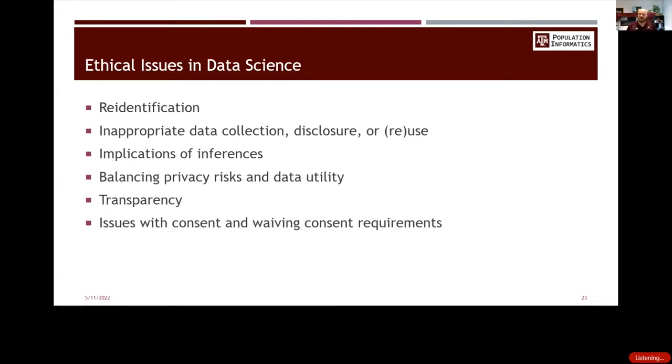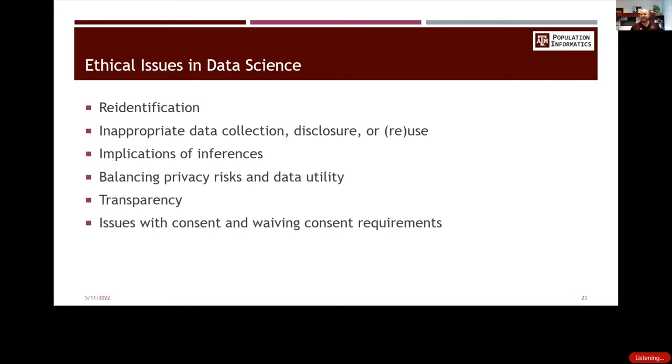And since this de-identification is a protection, re-identification is a significant threat because it takes those same risks that we were trying to remove and piles them right back on. It's a very, very serious issue, and as technology evolves, it's becoming more and more concerning. The other big one, of course, is inappropriate data collection, data disclosure, or data use or reuse.